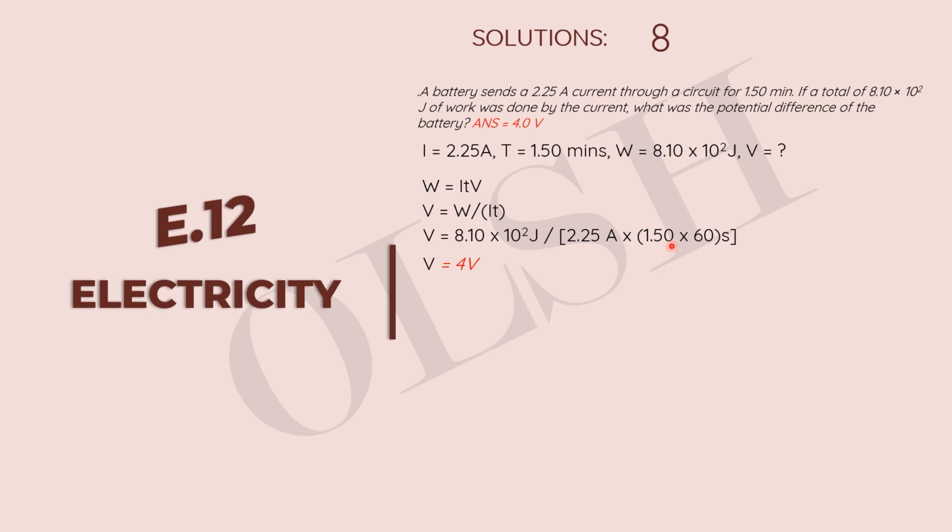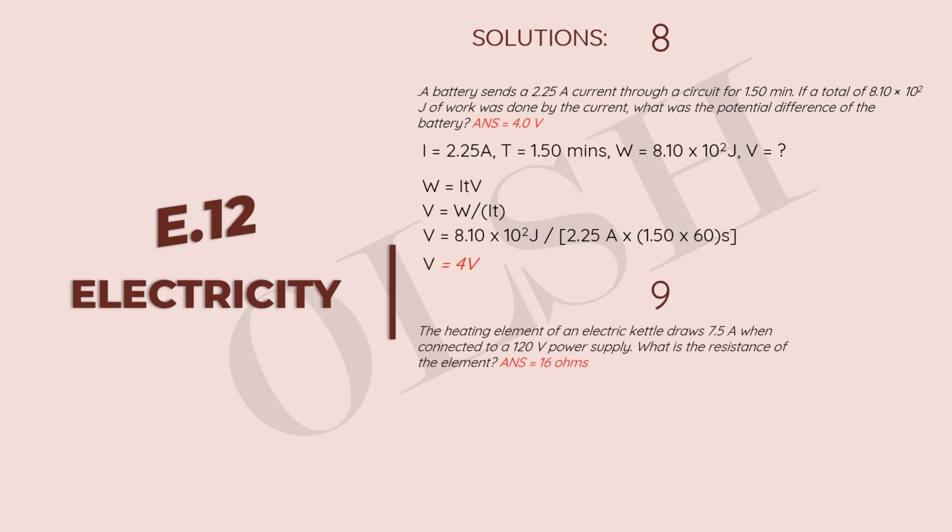So we simplify this to get 4 volts. Let's look at number 9. The heating element of an electric kettle draws 7.5 amps when connected to a 120 volt power supply. What is the resistance of the element? This heating element draws 7.5 amps whenever you connect it to 120 volts.